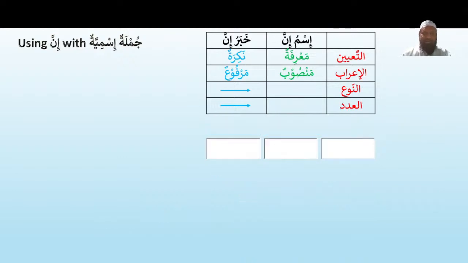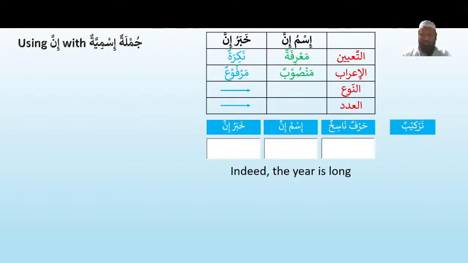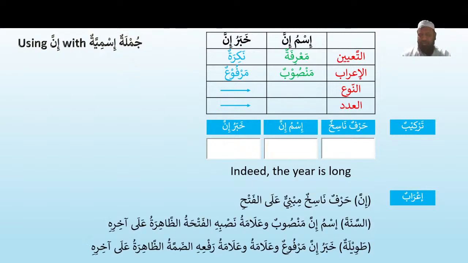Right, next, using inna with the jumla ismiya. I think this example is for al-muthanna. Again, let's look at the i'rab first. Okay, all right, sorry. Yes.